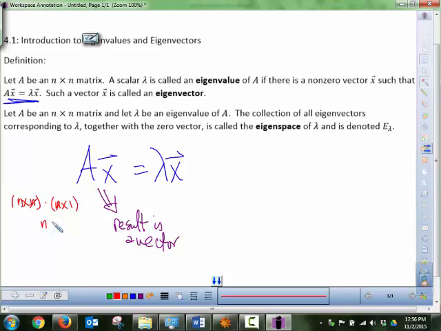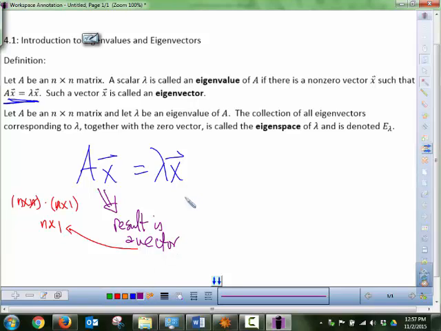And then you end up with an n by 1, which is a vector. Whenever the number of columns or the number of rows equals 1, then you know you have a vector, a row vector or a column vector. In this case, we end up with a column vector. So the result is a vector.